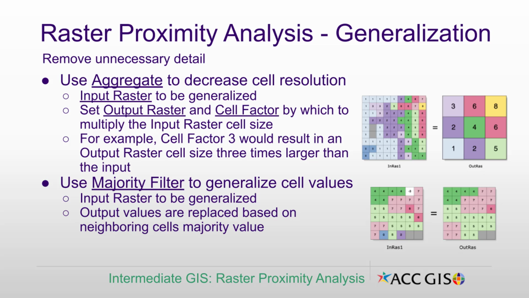We use the majority filter geoprocessing tool to generalize cell values. The input raster is the raster to be generalized. In the output raster, the values are replaced based on neighboring cells' majority values. So again, look at the example on the right. You can see I've got my input raster, and then I use the majority filter to clean it up so I have a less fragmented or speckled looking raster. And so notice how the majority filter affects the sevens in the input raster and output raster. The sevens are a little bit fragmented, and the majority filter has generalized those areas in the output.